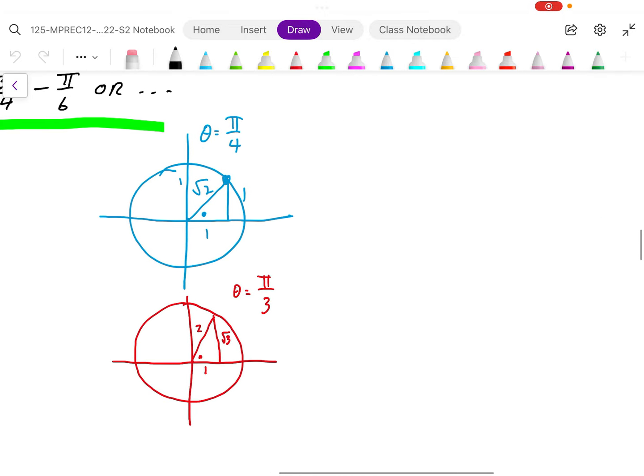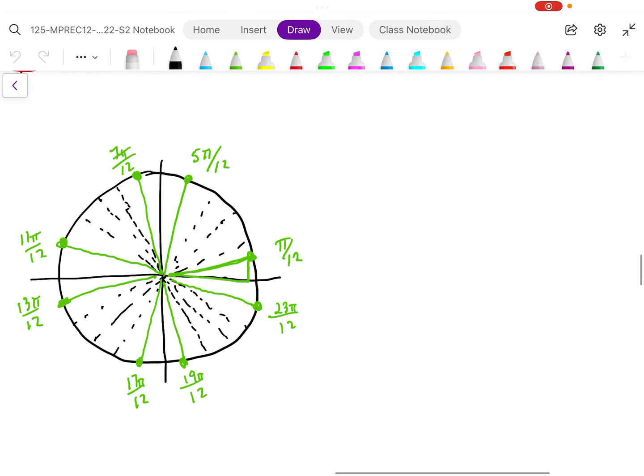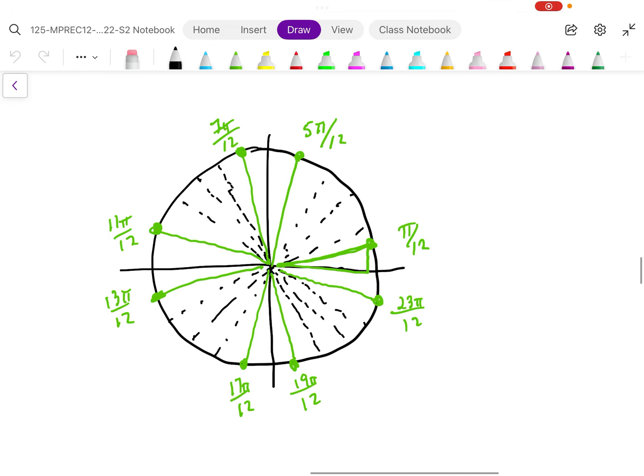So I've kind of drawn this picture over here. For 7 pi over 12, the sine value, that vertical value to this point right here, is going to be 1 plus root 3 over 2 root 2. That is going to be the vertical distance, that length to the x-axis.